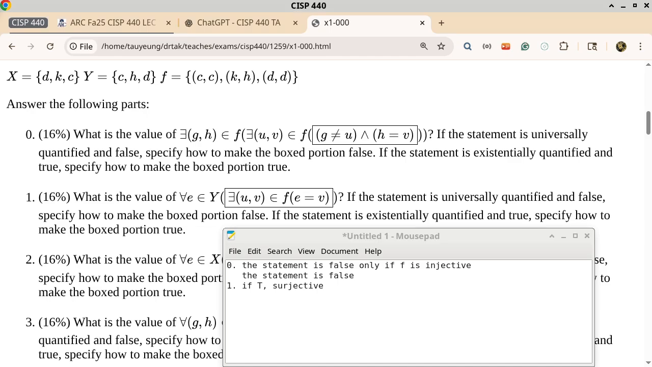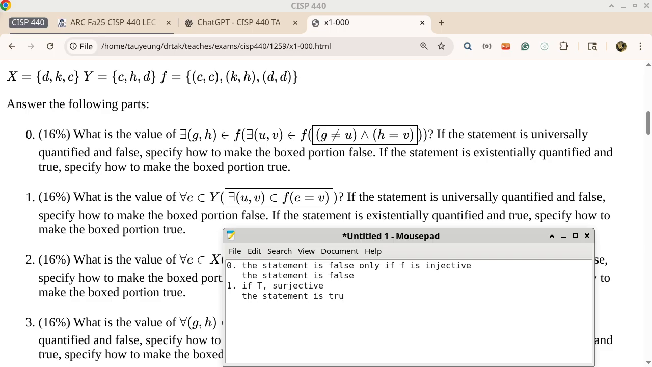So in this particular case, is it true? So you have to procedurally do it the same way as what the quantified expression is telling you to do. So now we go through every element in Y. We look at C first. We ask, is C mapped to? Yes. We look at H, is H mapped to? Yes. We look at D, is D mapped to? And also yes. So in this case, the statement is true.